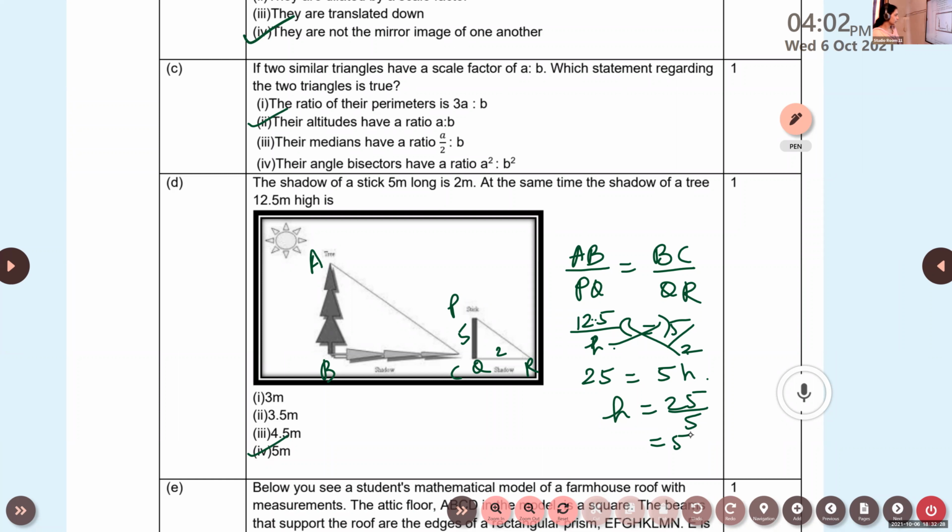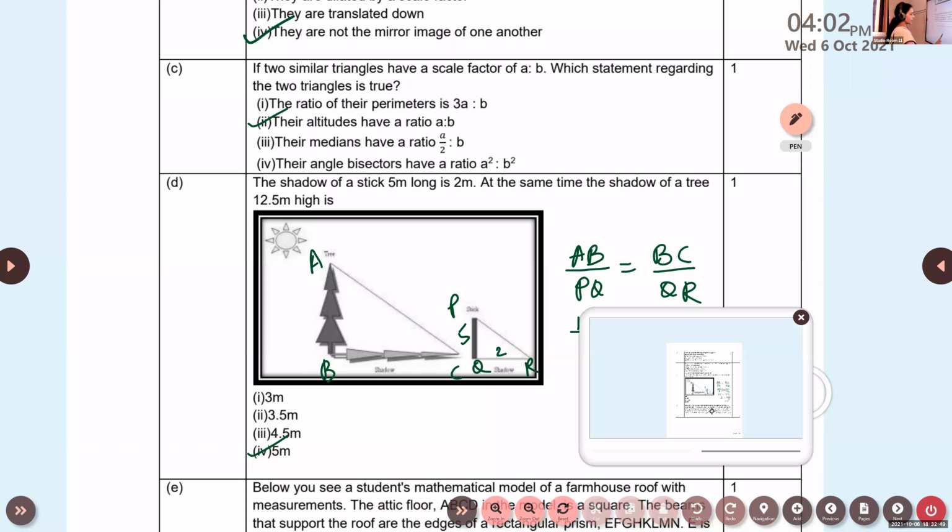Is it okay, Arjun? I think some calculation mistake is there. It is 12.5. Okay, Arjun? Steve, what is your answer? 5 meters.